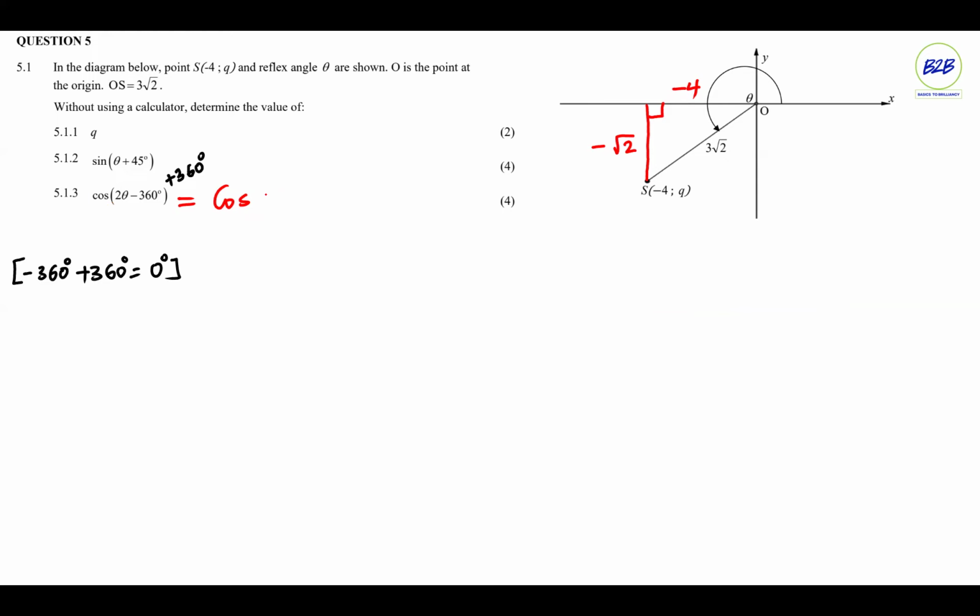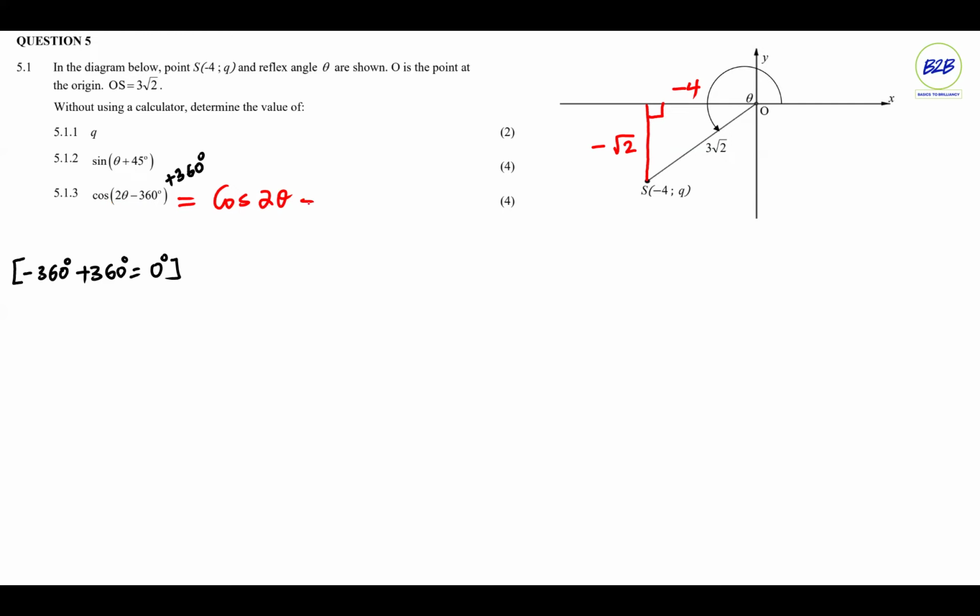We will then substitute and say cos 2 theta plus 0 degrees, which is unnecessary. There is no need to write 0 degrees because it's going to disappear. So this will eventually go from being cos 2 theta minus 360 degrees to being cos 2 theta. And that, folks, is a double angle of cos.